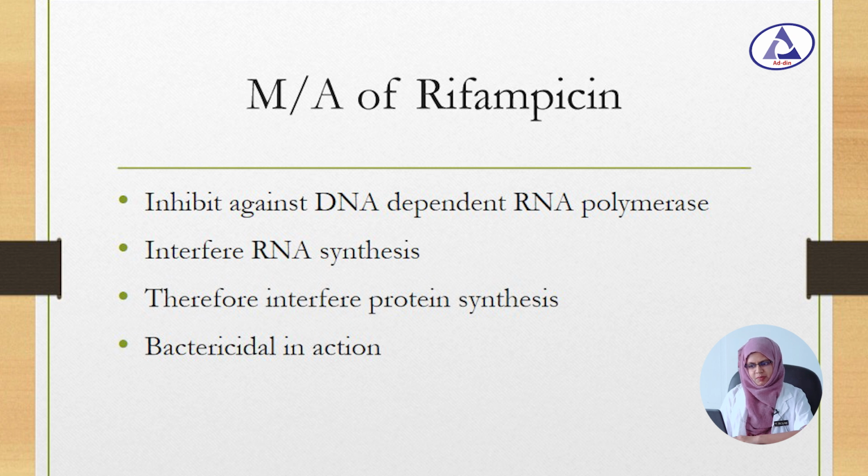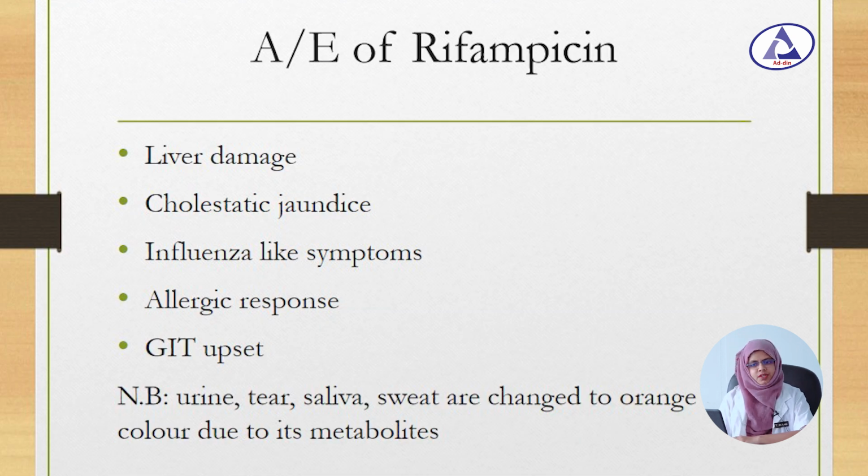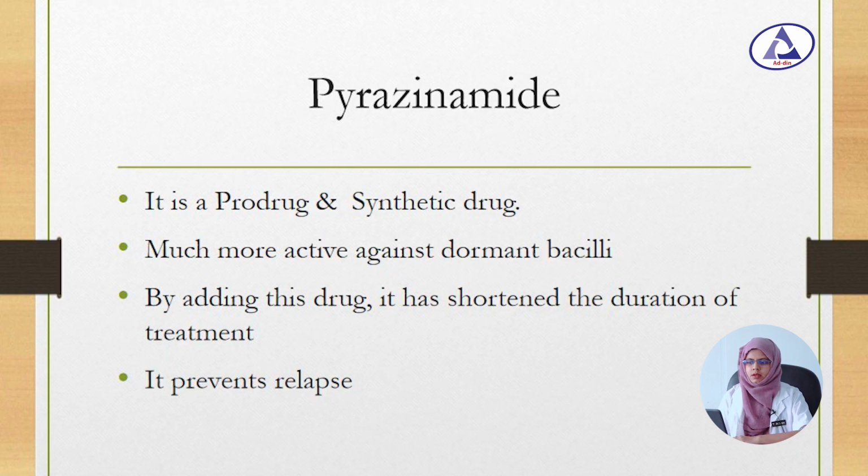Mechanism of action of rifampicin: it inhibits DNA-dependent RNA polymerase, interferes with RNA synthesis, therefore interferes with protein synthesis, and is bactericidal in action. Adverse effects of rifampicin are liver damage, cholestatic jaundice, influenza-like symptoms, allergic response and GIT upset.